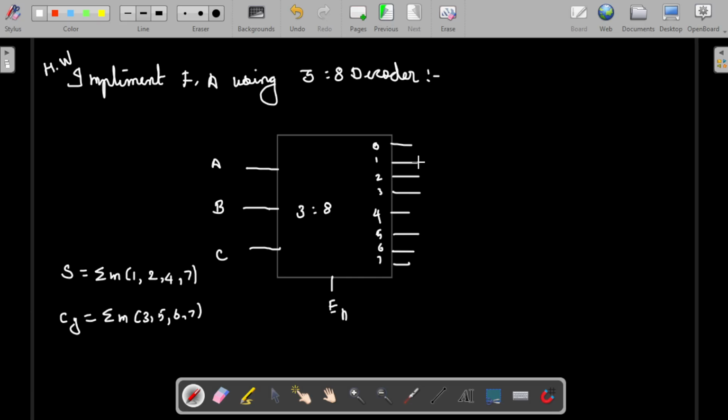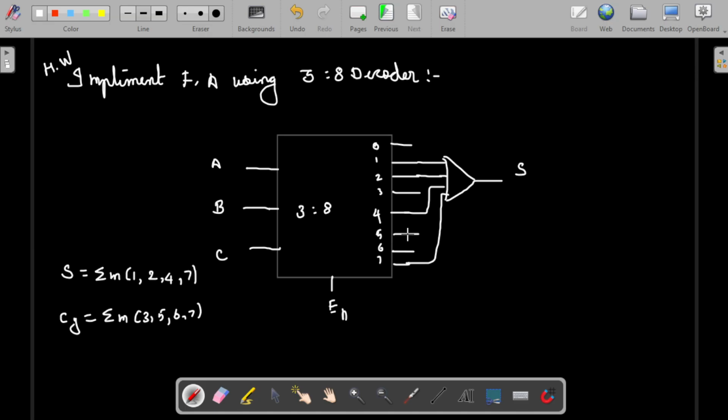This is a summation, right? So let's add all the things: 1, 2, 4 and 7. Let's add all of these to an OR gate. If even any of these minterms is 1, then the output will be 1. So that is the summation sum.